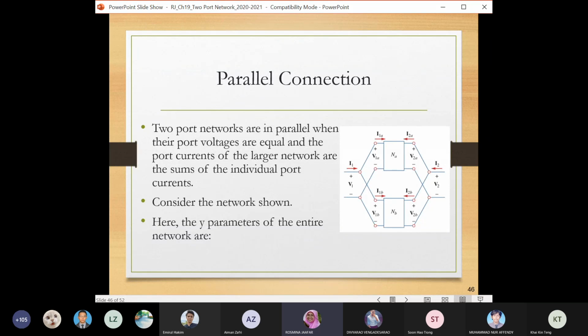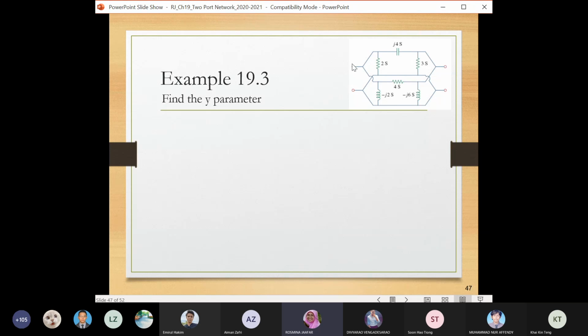Here the Y parameters of the entire network: for a parallel network, the total admittance for the whole network is the summation of the individual admittance parameter values. An example. If you see here at the input side, it splits into top and bottom. That clearly shows the parallel network. The question asks you to find the Y parameter. So let's consider the top section as network A and the bottom section as network B.